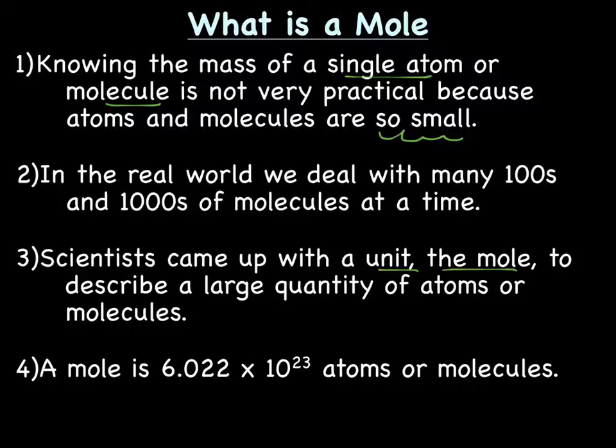Remember, a mole is a counting unit. It gives you a number, an amount. And that number is 6.02 times 10 to the 23rd. So if you have a mole of something, you have 6.022 times 10 to the 23rd of those somethings. Just like if you have a dozen of something, that means you have 12 of that thing.